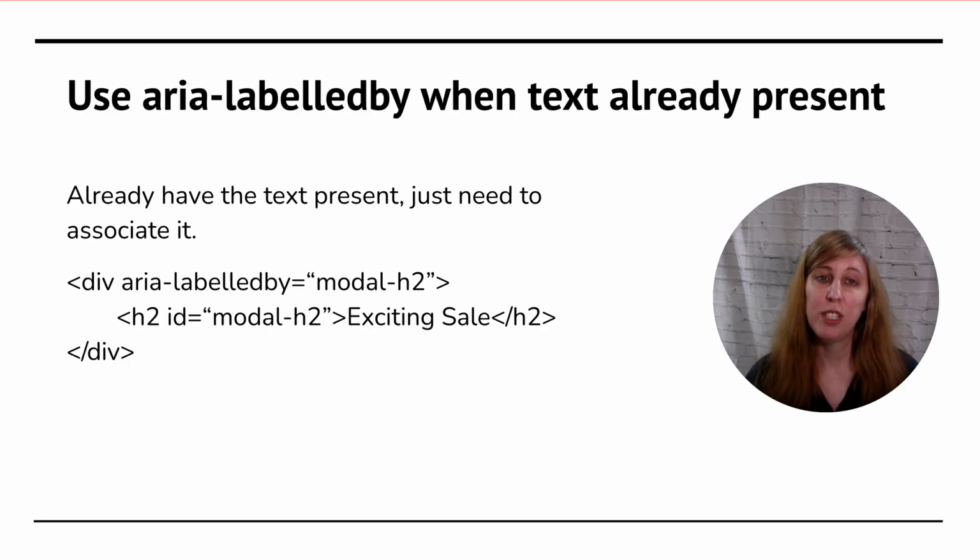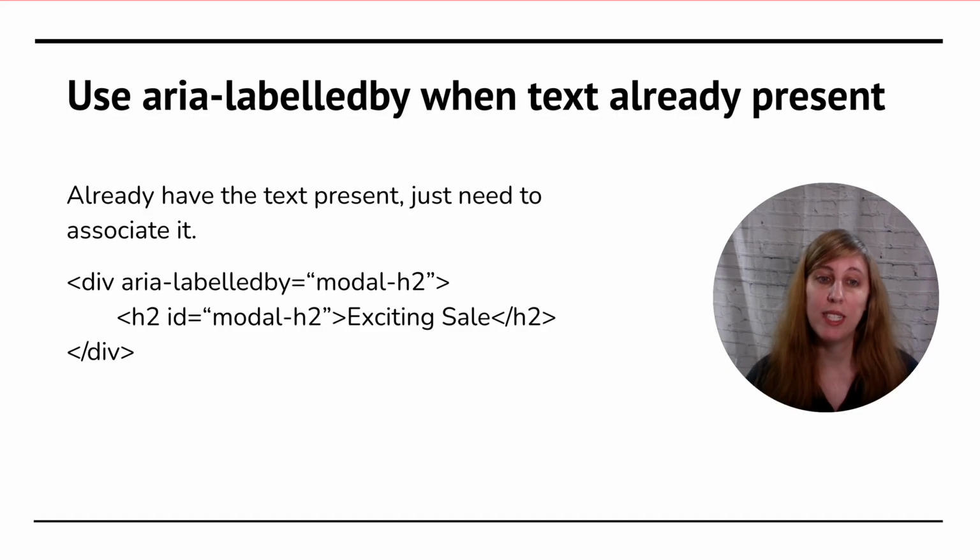The next option to use is ARIA labeled by. We already have text that is present on our page and would make a good label for this element. One of the most common situations is to have a modal window. This modal window needs to have an accessible name. The easiest thing to use is the heading that is already at the top of the modal.